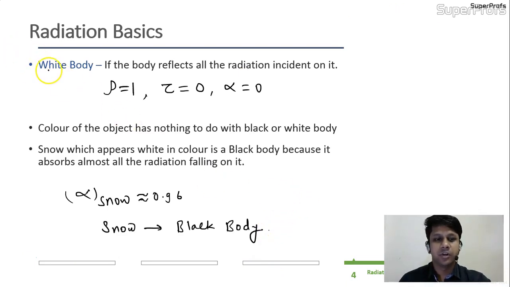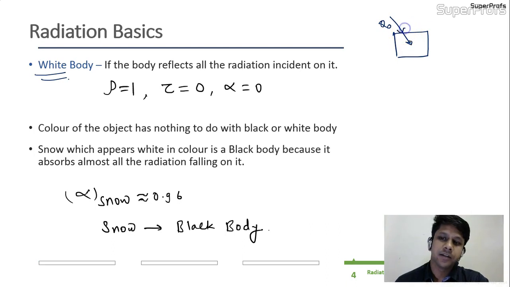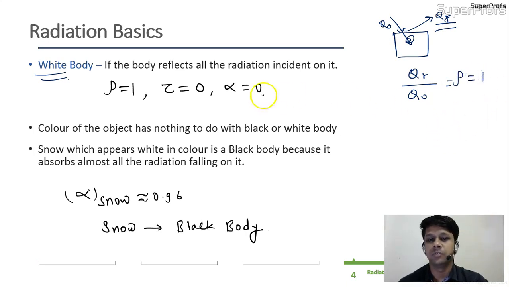Now let's see the white body. The property of a white body is, if some heat is incident on it, it reflects almost all of the heat back. If it reflects back all of the heat, then Q_R by Q naught is equal to rho, and here rho will be equal to 1, tau will be 0, alpha will be 0.